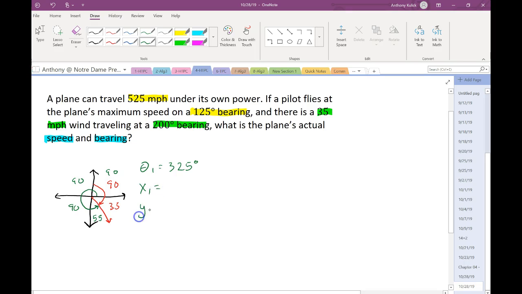So now I can break that journey down into a horizontal component and a vertical component. The horizontal component is 525 times cosine of 325, and the vertical component is 525 sine of 325.